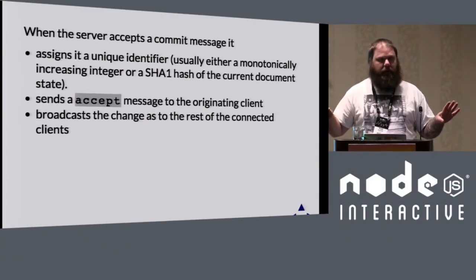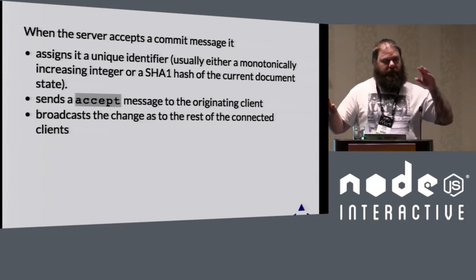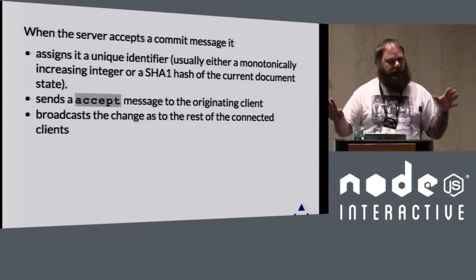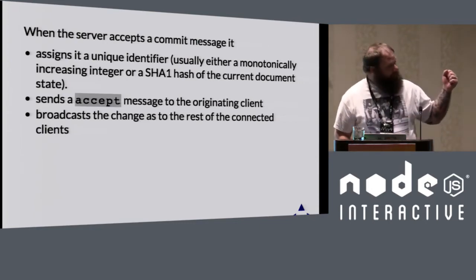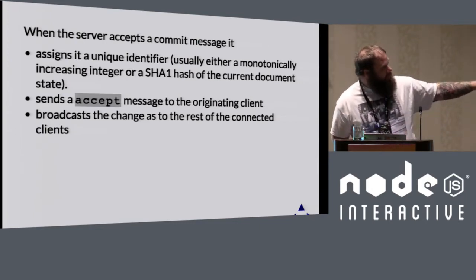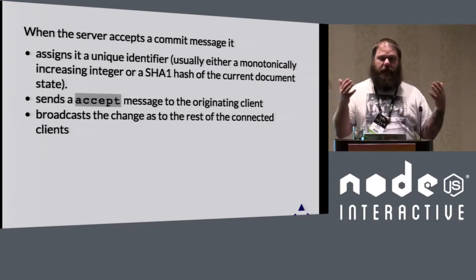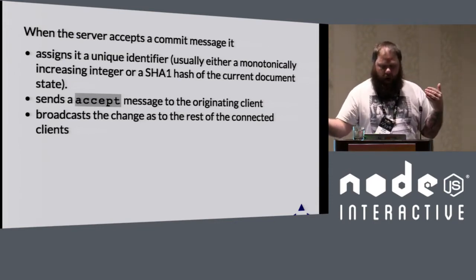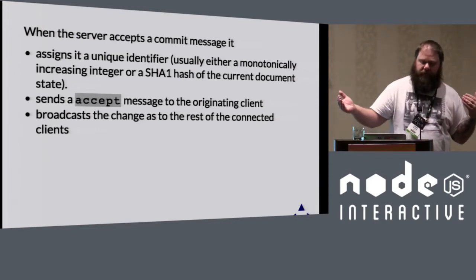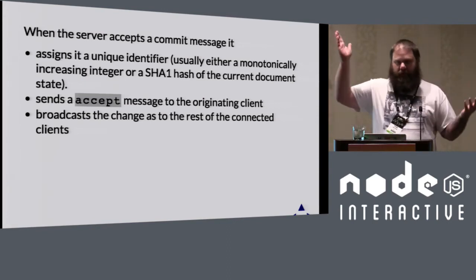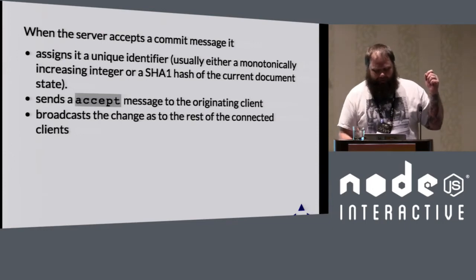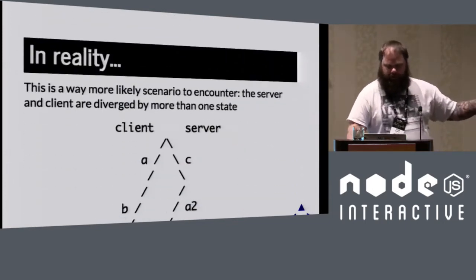But it means that anything arriving at the server can be immediately inspected and rejected if it doesn't actually match the shared revision head or the shared length. So when the server accepts the commit, it'll assign the unique identifier, and that's how we know what our shared revision head is. Our system uses just an increasing integer. It just adds 1, so our revisions count from 1 to 6,000 at some points. It extends the accept, and it broadcasts the change out.